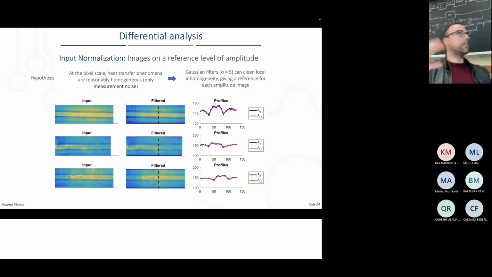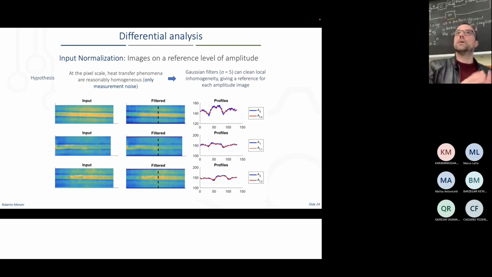How can we do that? For example, first hypothesis: at the pixel scale, the heat transfer is somehow homogeneous. So that's just the noise of our measurement setup, our camera, for example. So we can use a Gaussian filter for processing these images. You can see here, for example, the input and the filtered image. If I take this line that you see here, this was the profile of the input in blue. And at the end of your filter, you are cutting all the high frequencies, and you will see something smoother. So high frequencies are probably more due to the noise at the pixel scale.